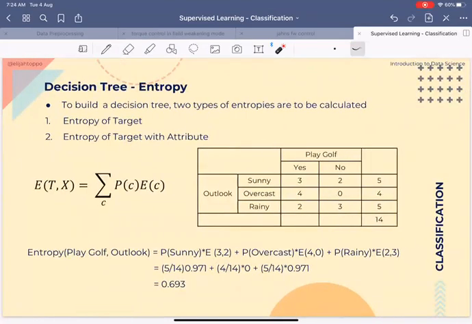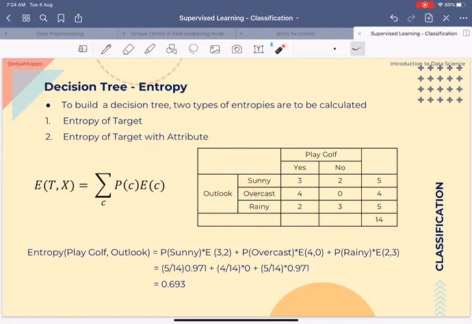The second entropy that we need to calculate is the entropy of the target with an attribute. So let's take an example: what is the entropy of playing golf with respect to outlook? We saw that playing golf can have two values, yes or no. Yes adds up to 9 values, which is 3 plus 4, 7, 7 plus 2, 9. So 9 yeses and 5 no's. Out of these 9 yeses and 5 no's, we see how many are divided into outlook. Now, outlook is a feature which can take 3 categorical values: sunny, overcast, or rainy.